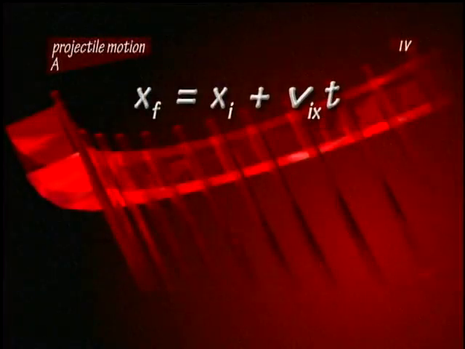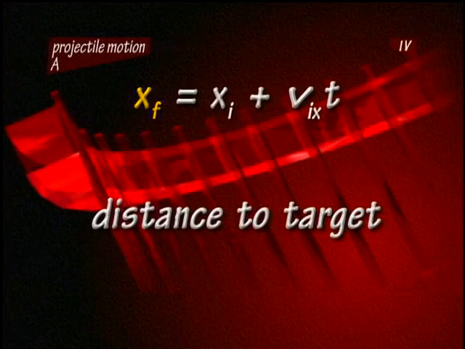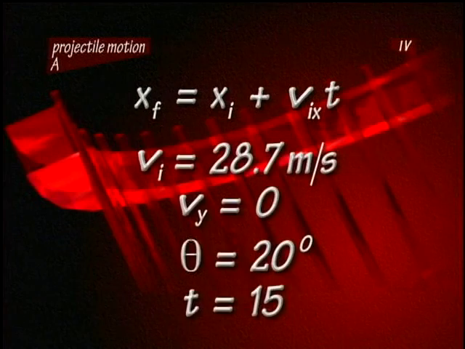But in order to use our equation, x sub f equals x sub i plus v sub ix times t, to find x final, the distance to the target, we need to find the initial velocity of the arrow in the x direction. Let's look at all the information we've got and figure out how we can find the initial velocity in the x direction, v sub ix. We just found out the initial velocity of the arrow, 28.7 meters per second.